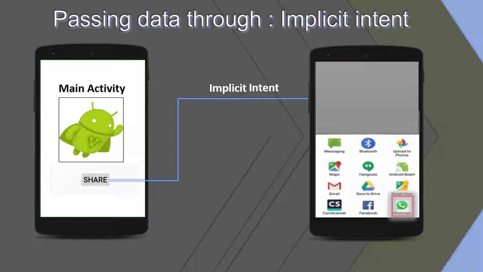This course is mainly focused on explicit intent. Implicit intent is not a part of this course because it is a little difficult for beginners to understand. But I will give you one small example of how to share the data with the use of implicit intent to different app activities.